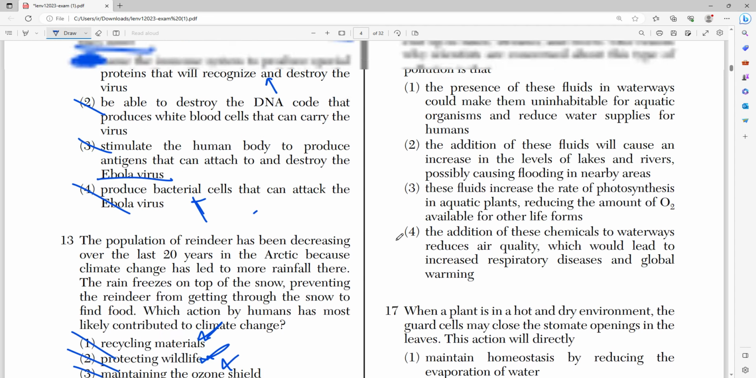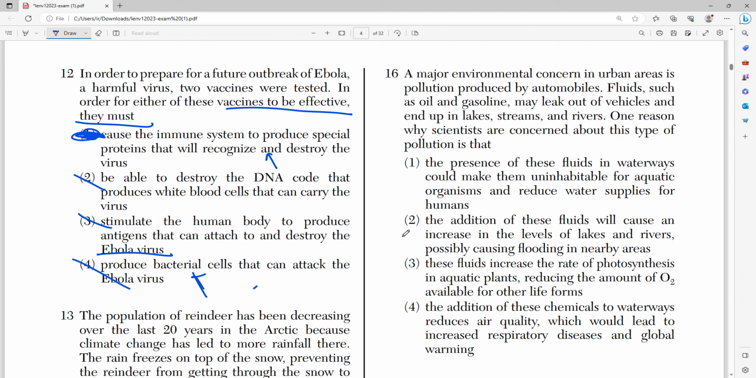So moving on to number 16, a major environmental concern in urban areas is pollution produced by automobiles. Fluids such as oil and gasoline may leak out of vehicles and end up in lakes, streams, and rivers. One reason why scientists are concerned about this type of pollution is what?